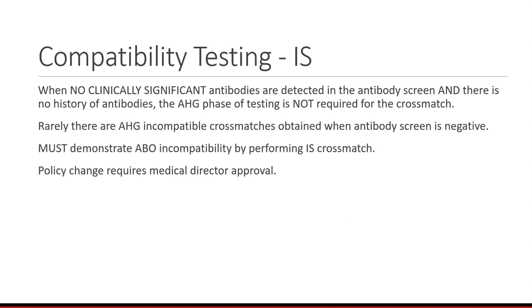The immediate spin cross-match. When no clinically significant antibodies are detected in the antibody screen, and there is no history of antibodies, the AHG phase of testing is not required for the cross-match. Rarely have I ever seen a Coombs incompatible cross-match obtained when an antibody screen is negative. You must demonstrate ABO incompatibility by performing the immediate spin cross-match. That is the only reason an immediate spin cross-match is done, is to confirm ABO compatibility.